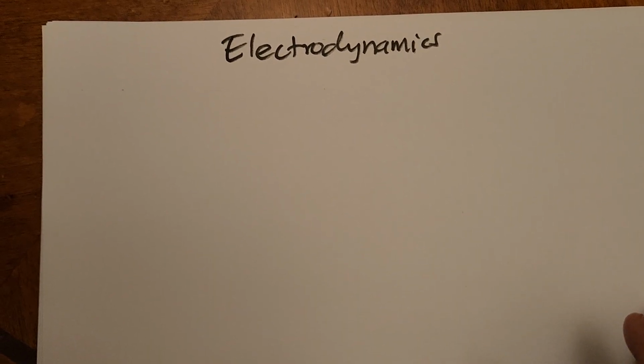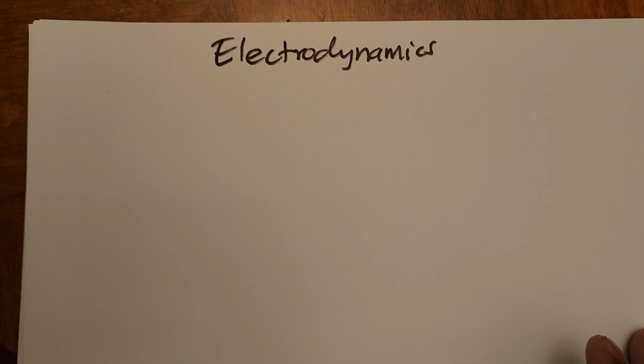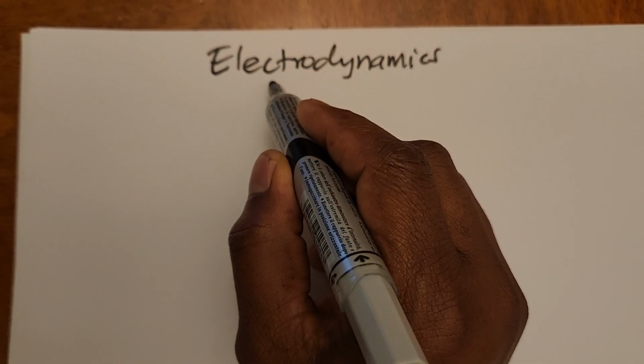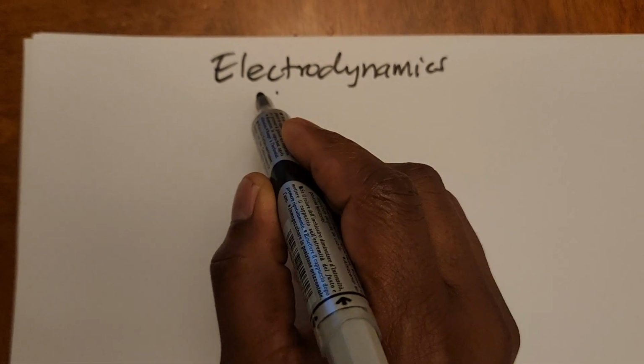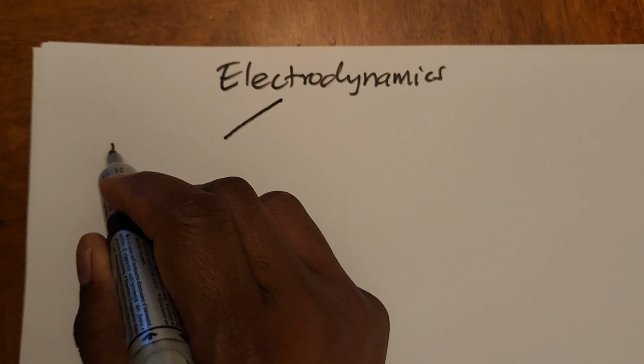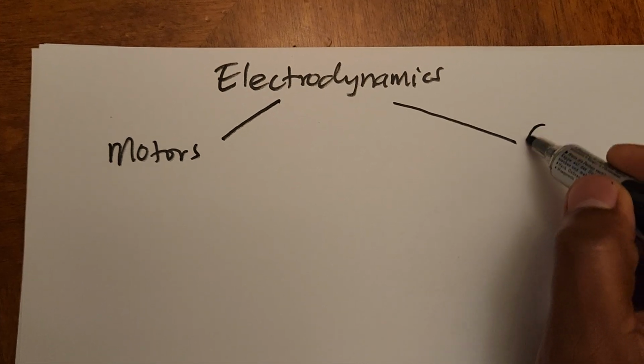Physical science learners and teachers, we are on the section of electrodynamics, which is part of the electricity sections: electricity and magnetism. In this section, we'll be dealing with two things. One is going to be motors. The second one will be generators.